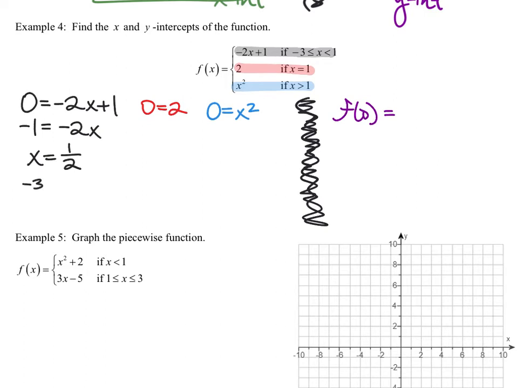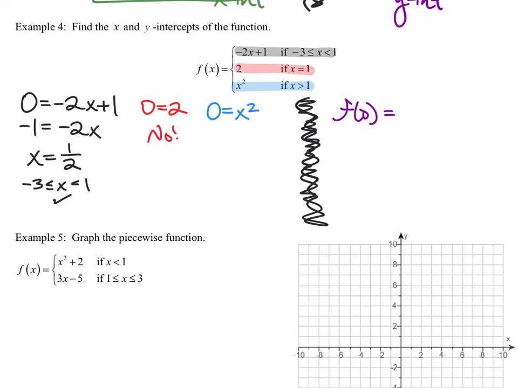So -3 is less than or equal to x is less than 1. Is 1/2 within that interval? Absolutely. That's going to be one of my x-intercepts. Let's see if there are any more. Okay. Yeah, 0 doesn't equal 2. No way. Doesn't work out.